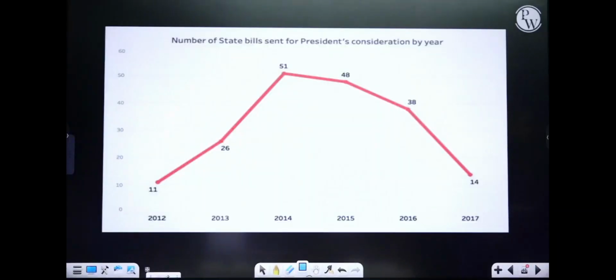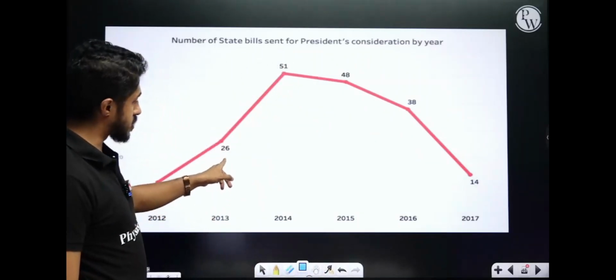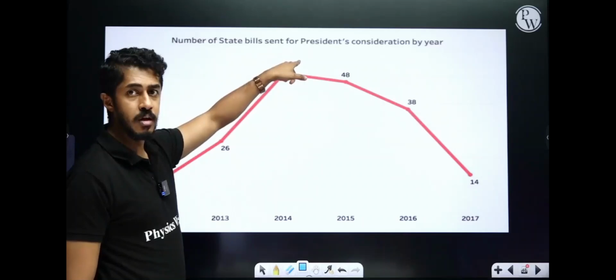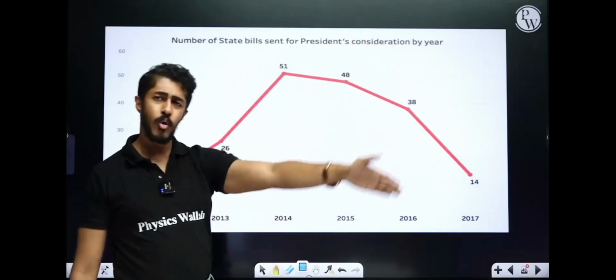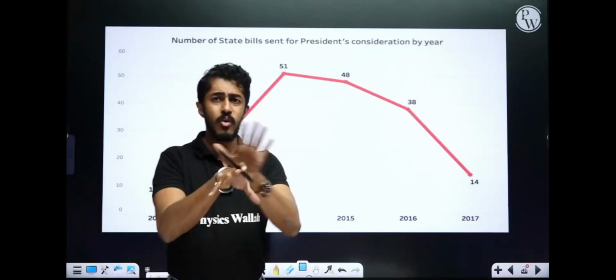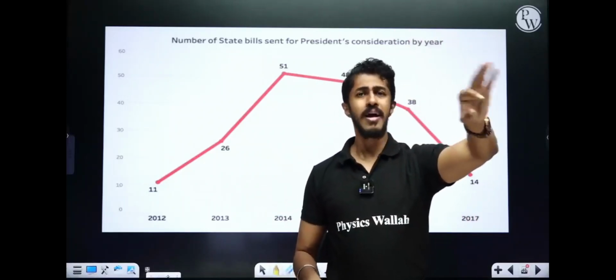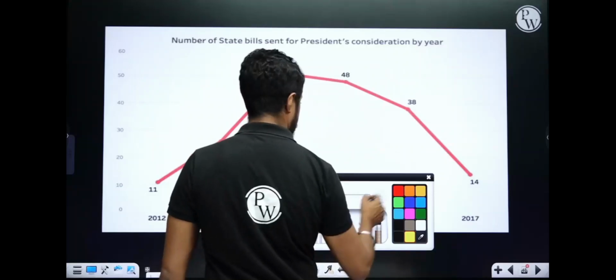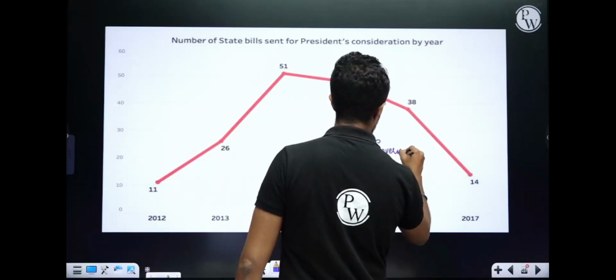Number of state bills sent for president's consideration by the year. So in 2012 it was 11, then it increased to 26, in 2014 it increased to 51. But over the years, if you see, it's 48, 38, 14, it's going on declining. That means now the unwritten rule is that, nowhere as a ruling has it been said either by the Supreme Court anywhere, but the unwritten rule is that everywhere they are basically asking governors to decide.